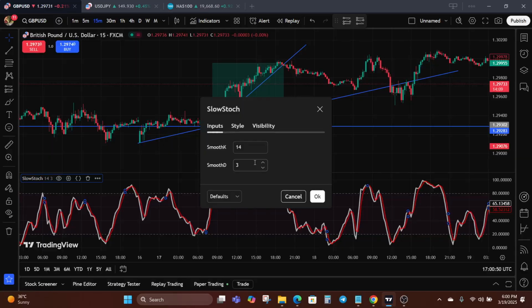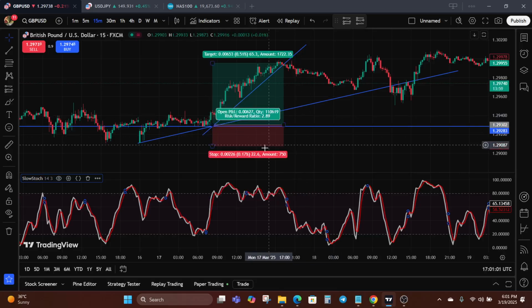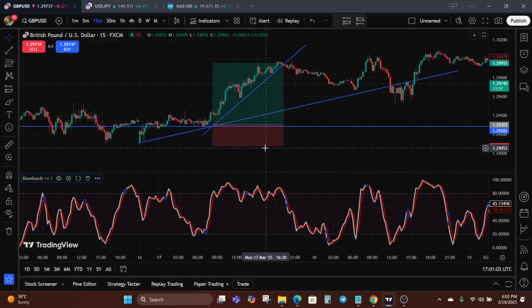Then for long-term traders, you can consider using 21 here and 5 here. It's a setting that smooths out longer trends and avoids premature exits in larger time frames. So these settings can be adjusted based on your preferred time frame and market conditions. So do not be afraid to test them out.